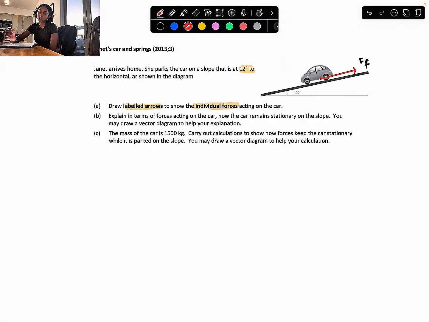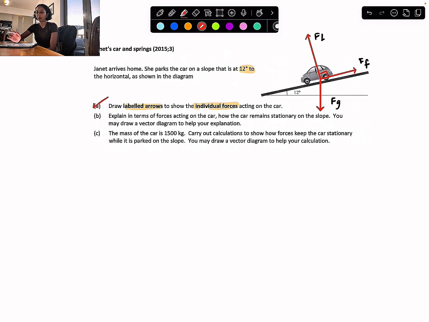Then I've got my lift force, which is perpendicular. You have to draw it perpendicular to the surface. And I'll label it FL, lift force. Then I've got my gravity force, which is acting straight down. Okay, it has to be straight down. And I'll label that FG. Cool. So that question is done.